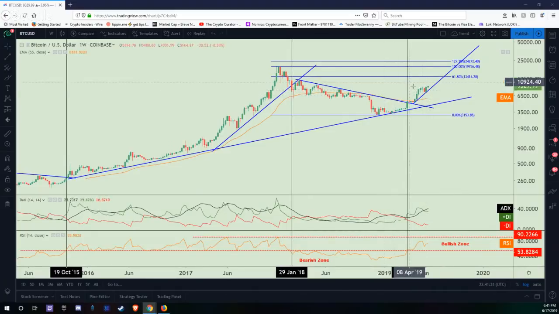But all in all, this is just a quick glimpse of how I look at a weekly chart, based on the trend lines, the ADX, the RSI, even the moving averages. If they're all working together, it makes me really comfortable to stay long the market and to buy on dips. And I'm going to remain doing that.